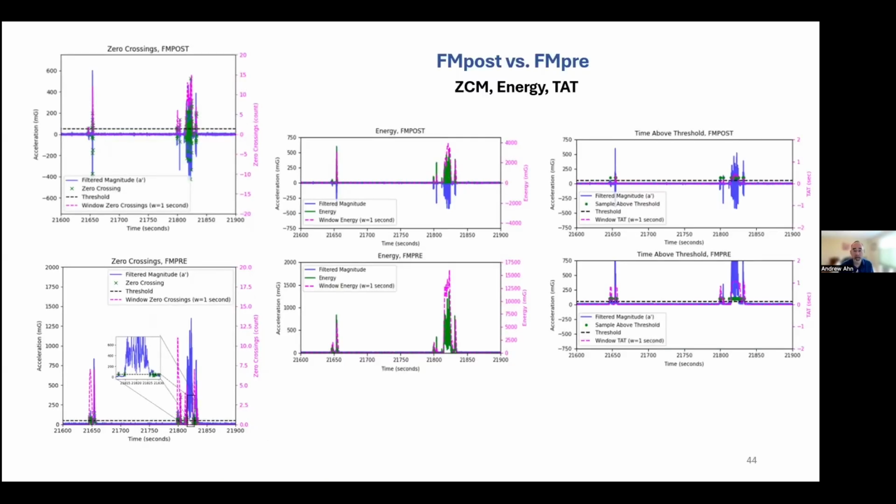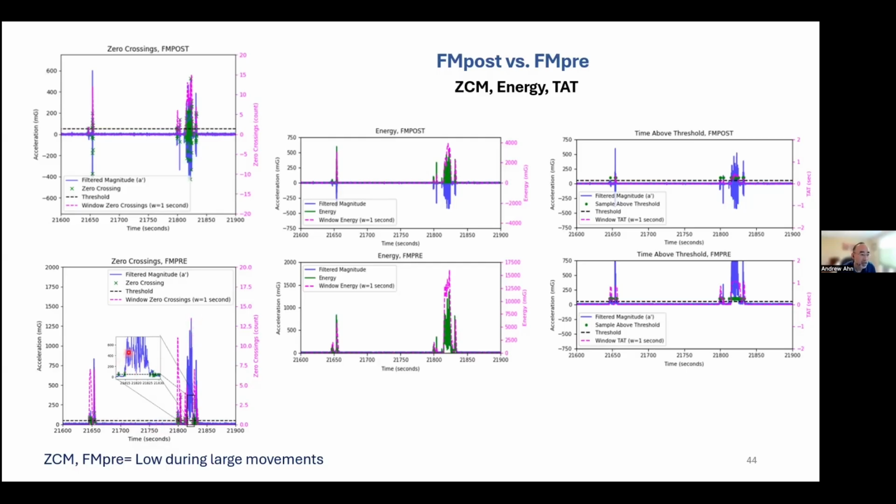Now, this difference between FMpre and FMpost actually gets even more complicated when you're considering the activity count transformations. So let's just say, for instance, here, you are applying the zero crossing mode to the FMpost data. You can see the FMpost data here in blue, the zero crossings marked as green crosses, and the threshold. And you can see that the final zero crossing counts match pretty well with the actual magnitude of the acceleration.